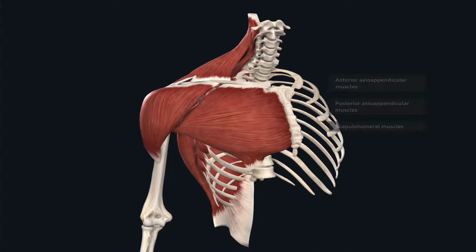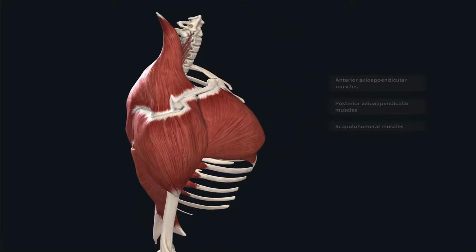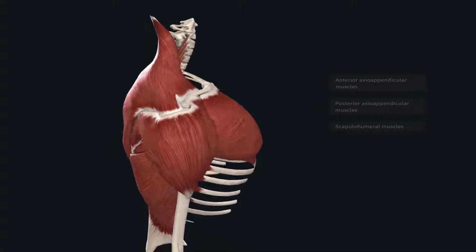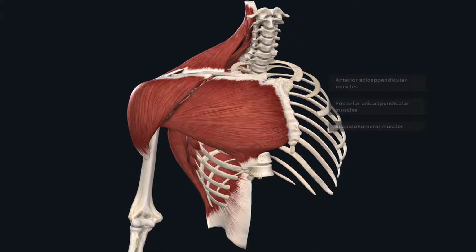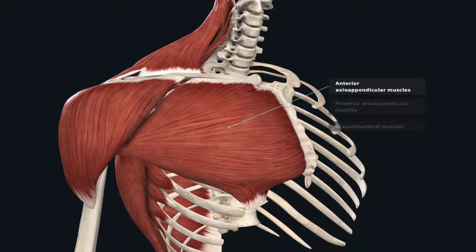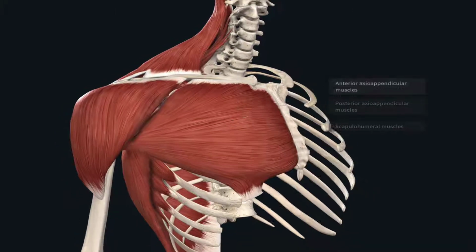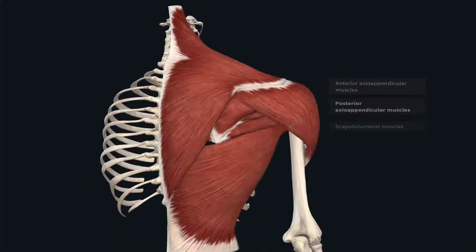The extrinsic muscles of the upper limb can be subdivided into three different groups based on their orientation or sites of muscular attachment. The first of these are the anterior axio-appendicular muscles, and as their name would imply, they are going to be attached more anteriorly on the thoracic wall, and they will begin at the axial skeleton but insert on the appendicular skeleton. Their counterparts are the posterior axio-appendicular muscles.